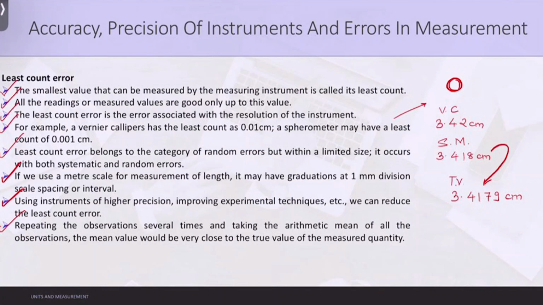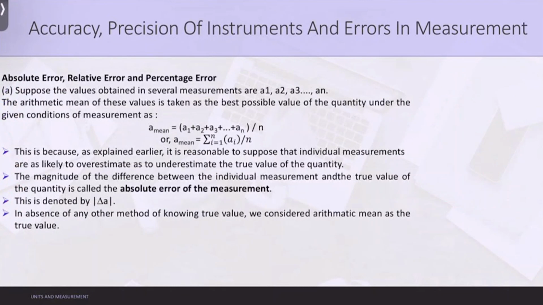Okay. So repeating several times, sometimes there is a positive error, there is some negative error, these plus and minus get cancelled and we get the true value. So repeating the observation several times and taking the arithmetic mean of all the observations, the mean value would be very close to the true value of the measured quantity. Okay, fine. So these are things which can be understood directly by reading the lines only. Fine. Let's move to absolute error, relative error, and percentage error. Just try to understand, very easy concepts. So let's try to complete it quickly.